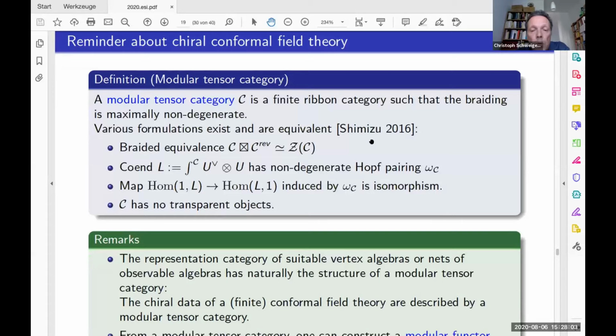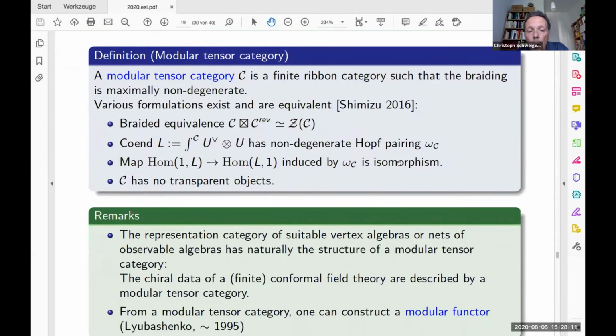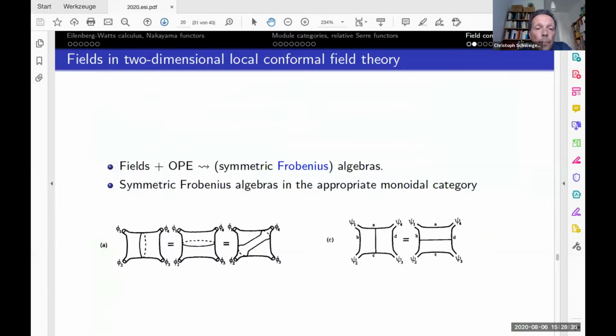And it is known that categories of suitable vertex algebras lead to modular tensor categories. And there are also a couple of more sources. In any case, think about this modular tensor category as axiomatizing the chiral data, the Moore-Seiberg data, of a conformal field theory, a chiral conformal field theory that is not necessarily semi-simple, but still has finiteness properties. Of course, the semi-simple case is contained here. That's a special case. Now, what do we know about fields?